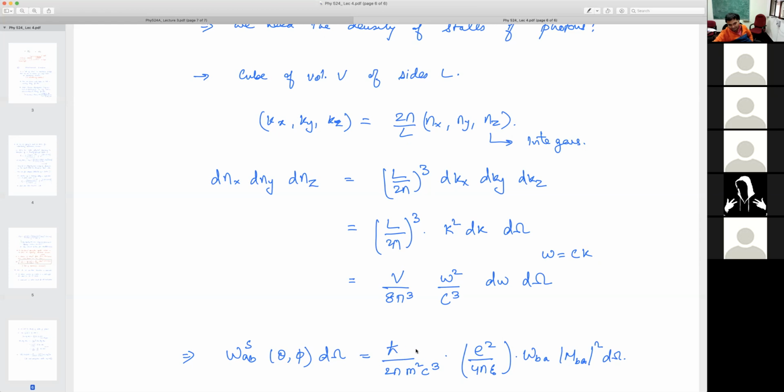Okay, let's see. So the first term, h by 2 pi m square c cube. Can I have polarization dependence there? No, sir. It should come in MBA, right? MBA contains epsilon. MBA was epsilon dot del, expectation value between B and A. Remember? So the M has the polarization dependence. M is the only quantity which is polarization dependent.